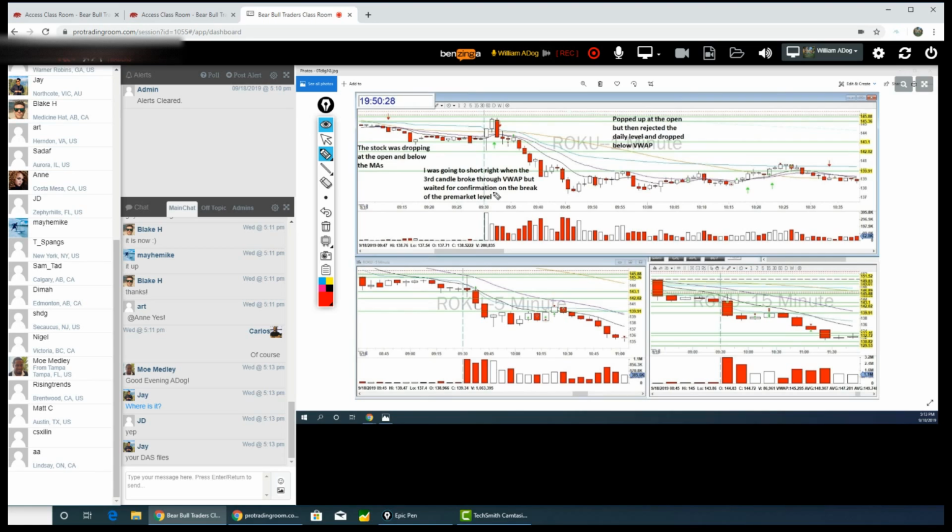So JD, the stock was dropping at the open and below the moving averages. Okay. I was going to go short right above when the third candle broke through VWAP, but waited for confirmation to break. Yeah. Popped up at the green and then rejected the daily price level and dropped below VWAP.